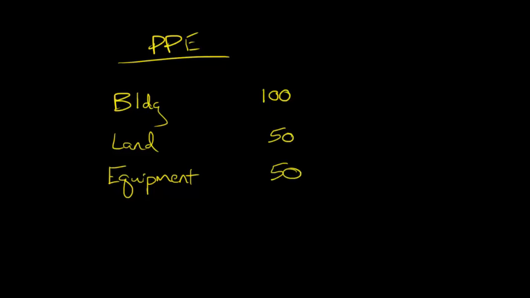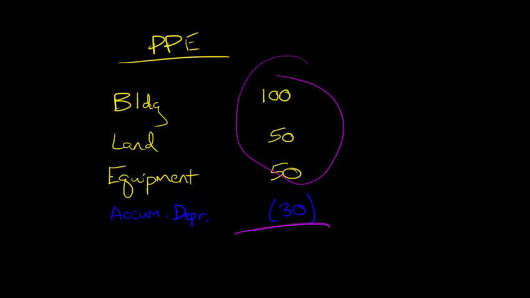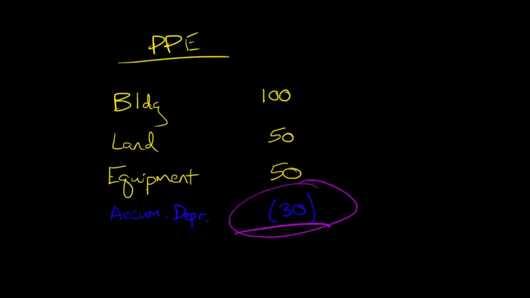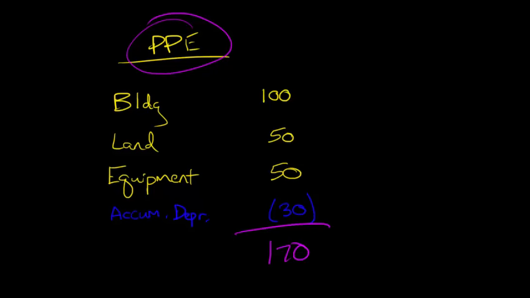is at 50. But then we've got this accumulated depreciation. It's all the depreciation that's built up over time, and this accumulated depreciation is 30. So this 30 is going to be subtracted out, so I'll put it in parentheses just so you can see. What we're going to do is add up all our PP&E and then subtract out that accumulated depreciation. So this is 200 minus 30, so it's 170. Although our PP&E before we net out the depreciation of 30 is 200, our net PPE is going to be 170.